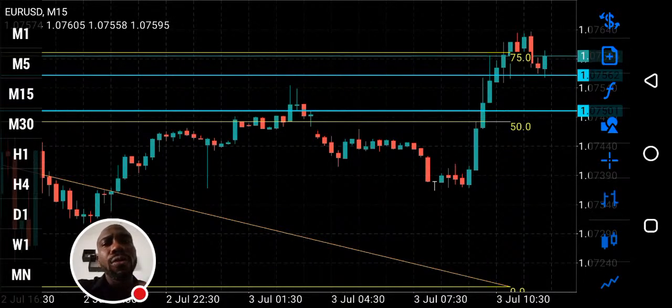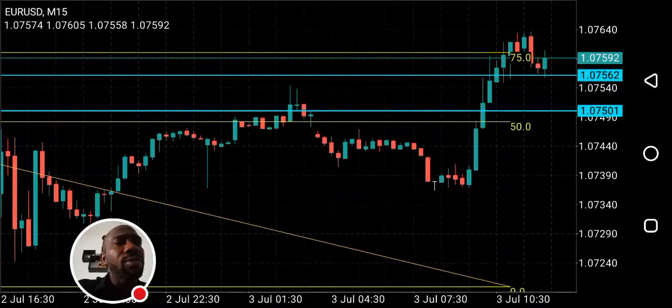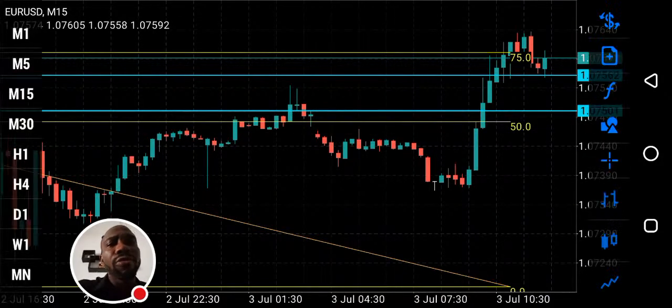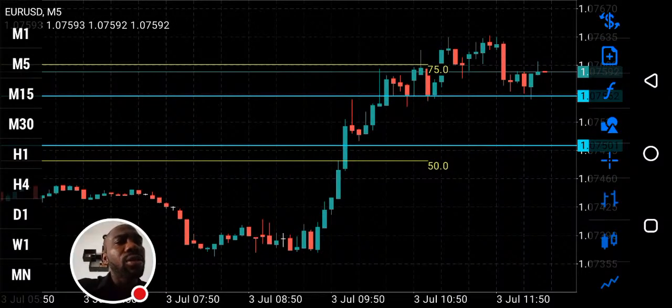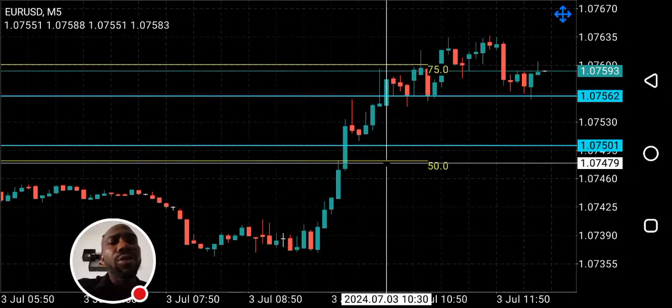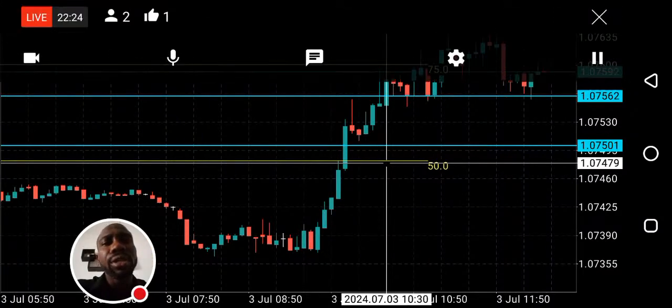Wait for a candle to close. There should be a shift in market structure on 15 minutes before you sell. So let's work with 5 minutes. Patiently wait for price to close below this low before you consider selling Euro USD. My bias for Euro USD today is bearish. Technically, it is bearish. I hope that is clear.